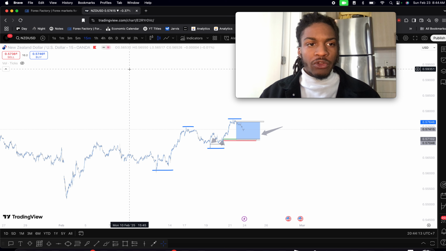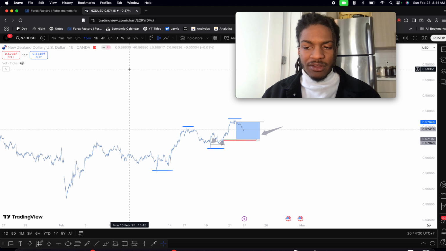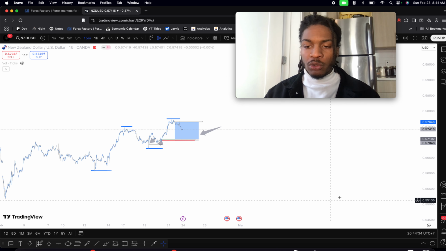The first thing you're going to want to realize on New Zealand, it's a slower pair and it tends to move during Asian session. Because of that, you're going to actually want to identify the trend on a lower time frame, like the 5 to the 15 minute, because it's a slower moving pair. And I got this trend with the blue lines here. You can see my highs and lows.